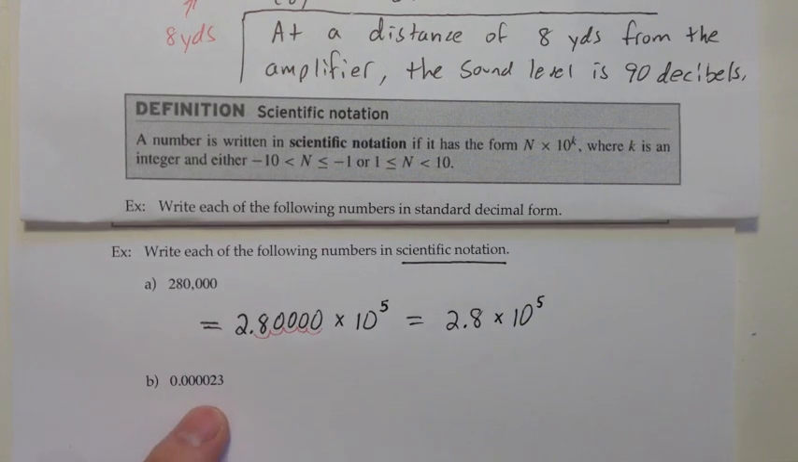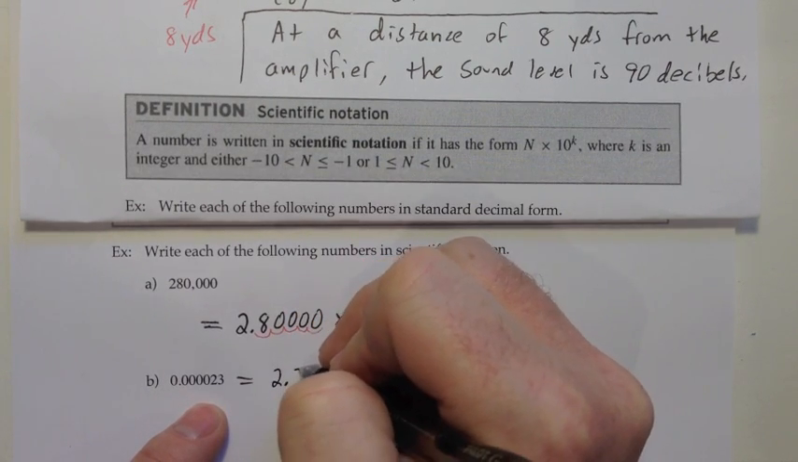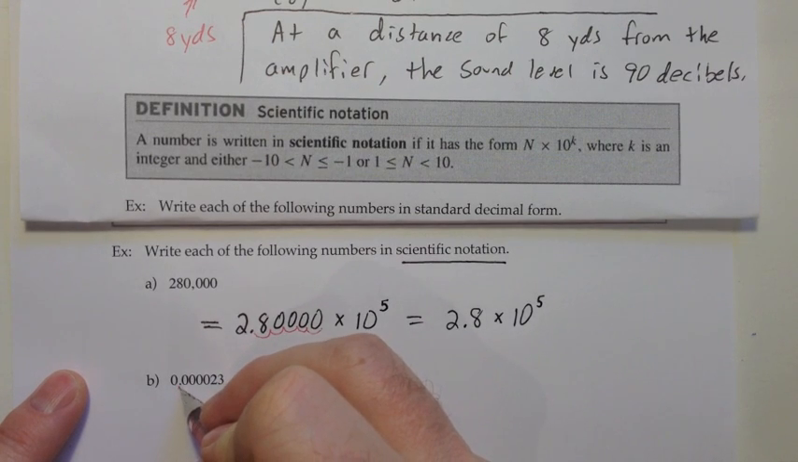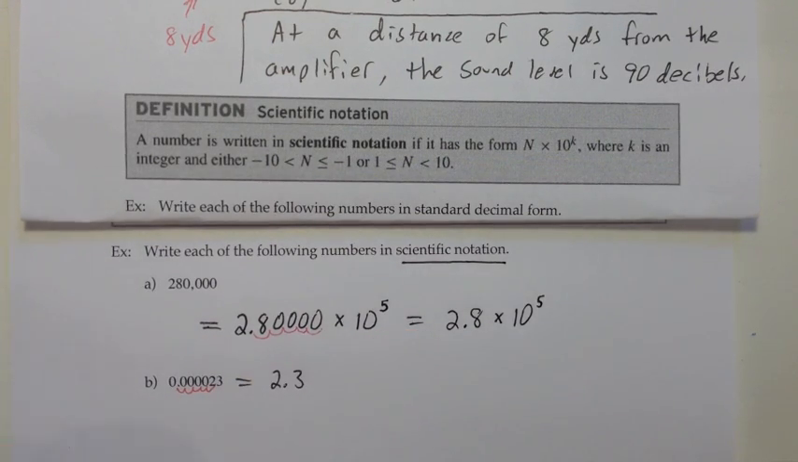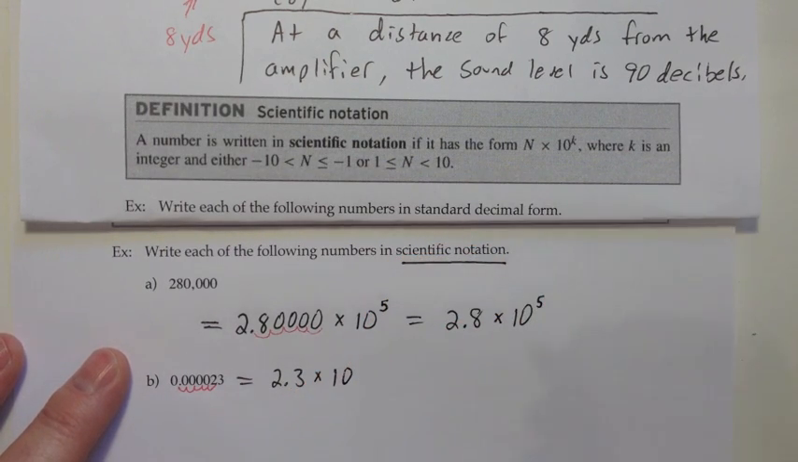Alright, and then let's look at another one. On this one, we want to do the same thing. Move the decimal so that after we're done moving it, this number is between 1 and 10, and 2.3 is in between 1 and 10. And then think about, alright, how many places did I move the decimal to make that happen? 1, 2, 3, 4, 5. So I'm going to go times 10 to some kind of power of 5.